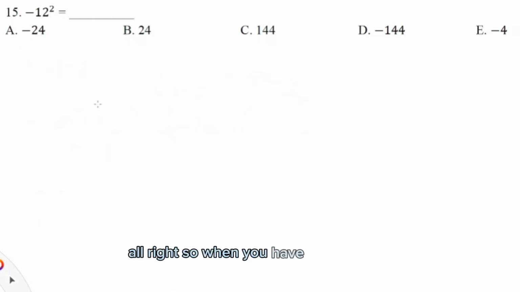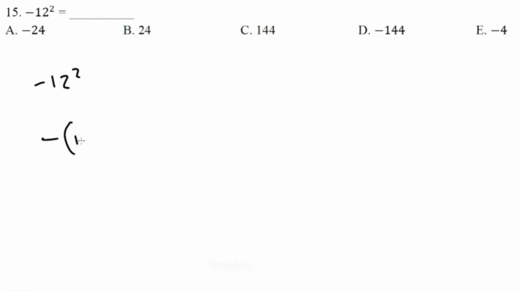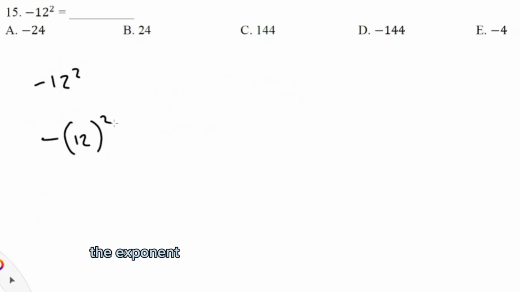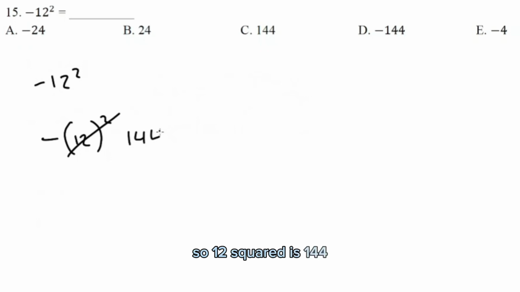Next, number 15, negative 12 squared. Alright, so when you have this problem, negative 12 squared, what you first have to do is the squared first. The reason is because in this problem, you can see this as negative of 12 squared. In this case, you have to do the exponent first because according to the order of operations, the exponent always comes before the subtraction. So 12 squared is 144, and the negative of 144, that's just negative 144.